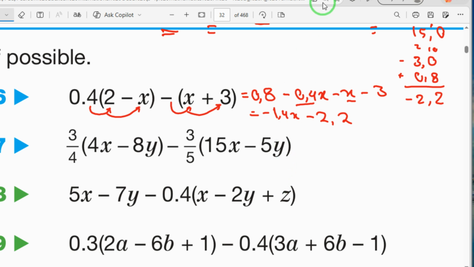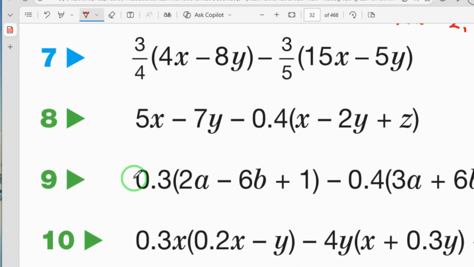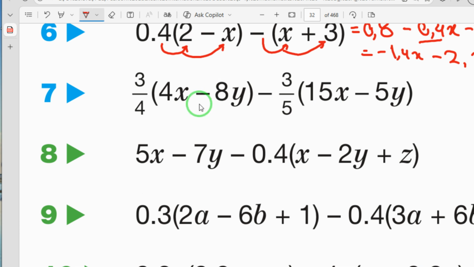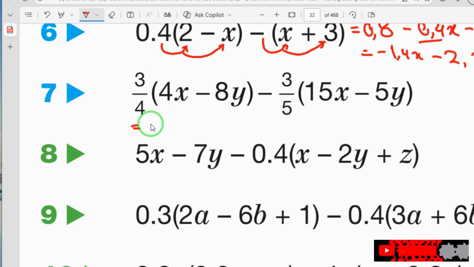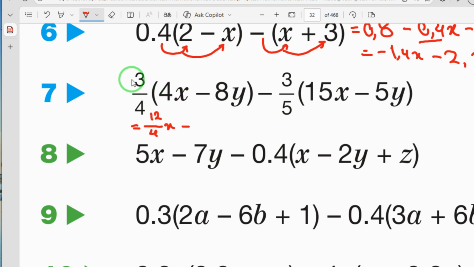Question number 7. In question number 7 as well, we multiply first. There is fraction. Fraction we multiply the number with numerator as well. We can directly like this. 4 times of 3 is 12 over 4x. Then we multiply by the second one. 3 times of 8 is 24. 24 over 4y.